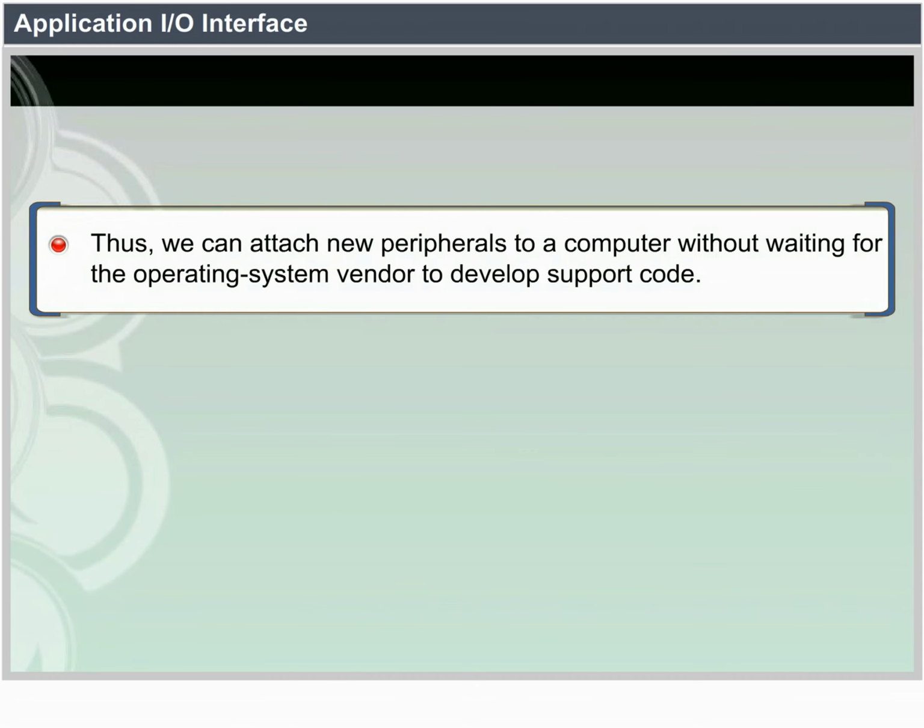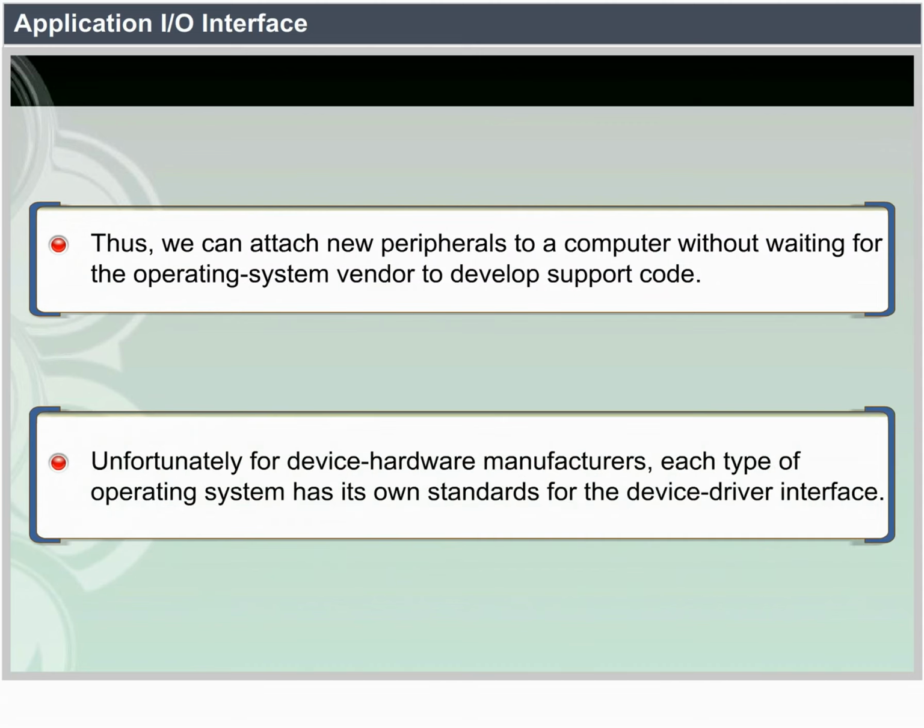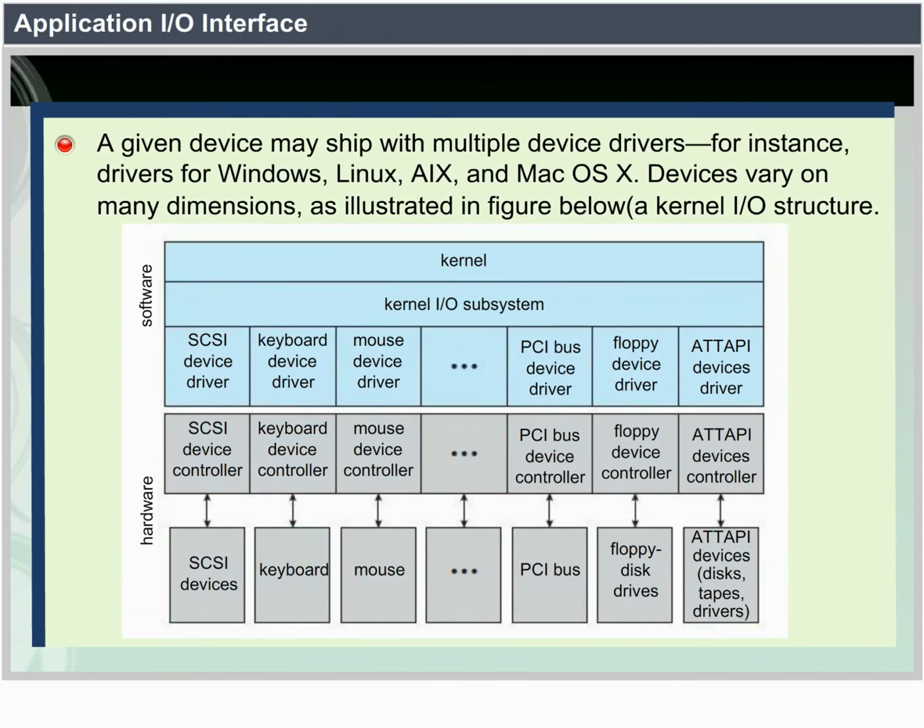Thus, we can attach new peripherals to a computer without waiting for the operating system vendor to develop support code. Unfortunately, for device hardware manufacturers, each type of operating system has its own standards for the device driver interface. A given device may ship with multiple device drivers, for instance, drivers for Windows, Linux, AIX, and Mac OS X. Devices vary on many dimensions as illustrated in the figure below, a kernel input-output structure.